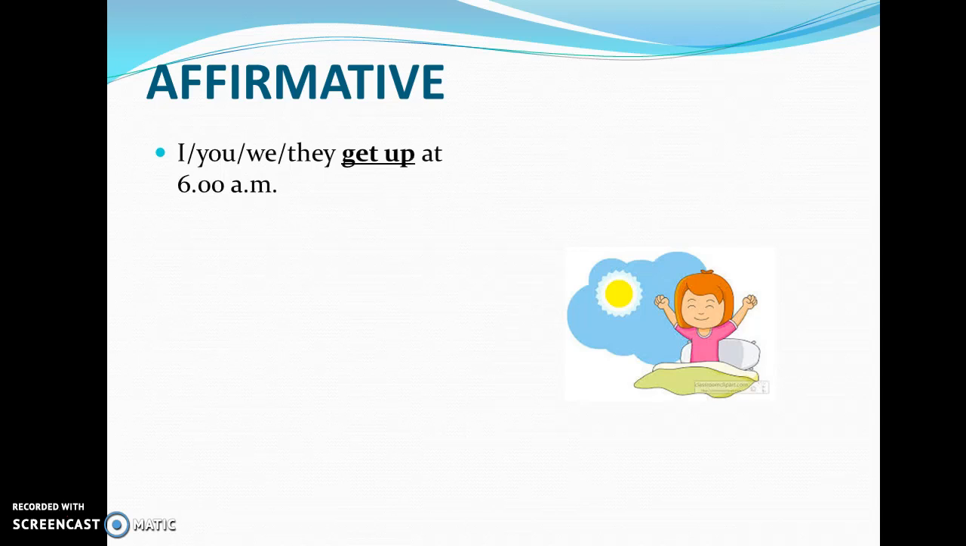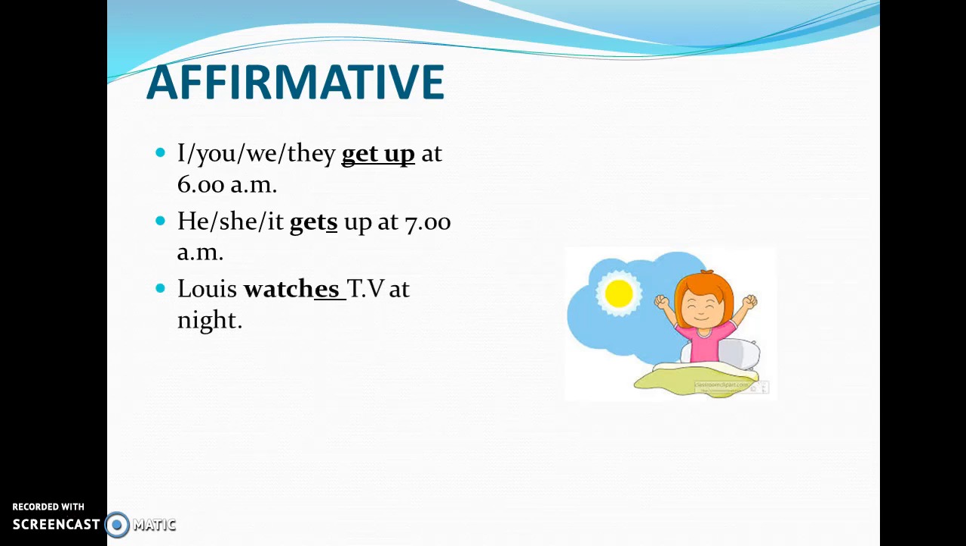For I, you, we, they, the verb get up doesn't change. We don't change the verbs, as I told you. I, you, we, they get up at 6 a.m. But for he, she, it, we add s in this case for this verb. He, she, it gets up at 7 a.m. Now we have another example with third person. Luis watches TV at night.